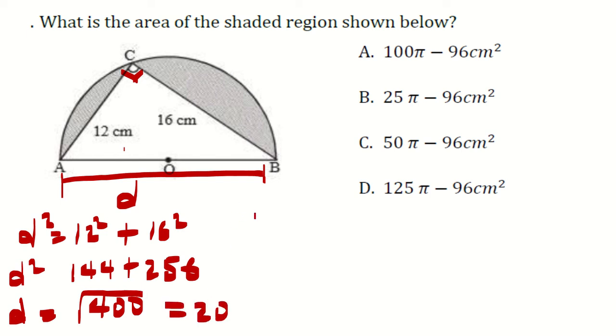That means the radius will be just half of it. You can take 10. Because this is the diameter. The diameter means the longer from here to here. So the radius will be half of it.